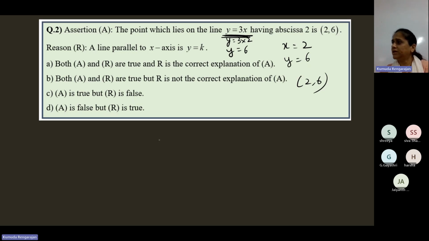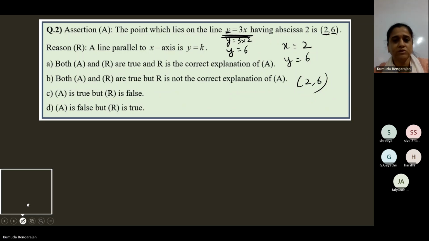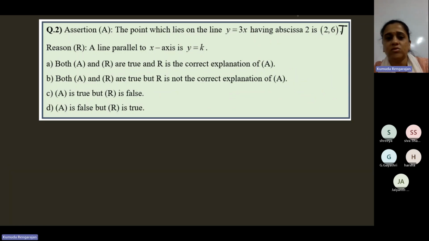Yes or no, children? Correct, no? Abscissa is 2 means what? The x coordinate is 2. And what's the y coordinate? 6. What is y? Y is 3 into 2, 6. Correct. So this one is true. This is true. A line parallel to the x-axis.